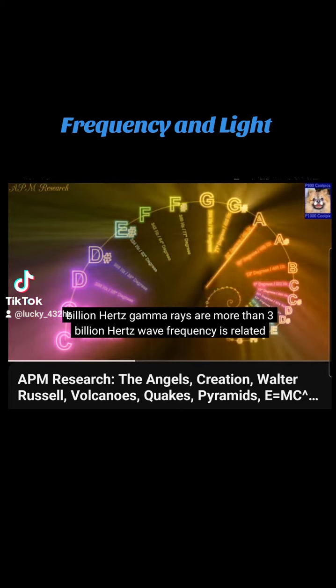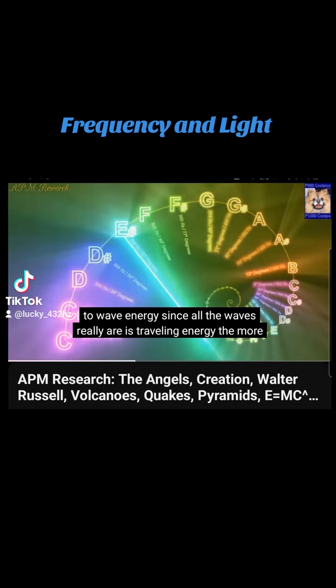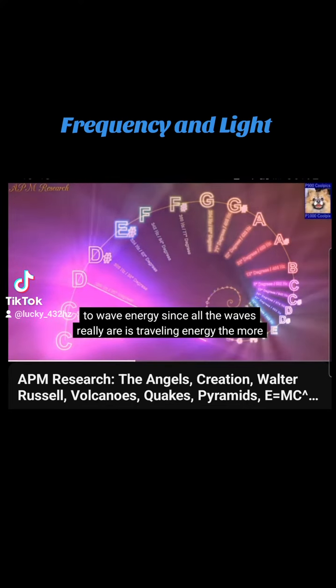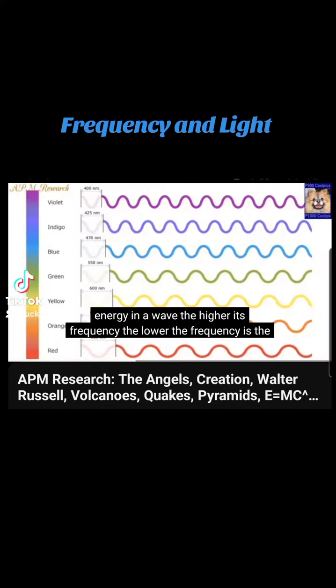Wave frequency is related to wave energy. Since all the waves really are is travelling energy, the more energy in a wave, the higher its frequency. The lower the frequency is, the less energy in the wave. Gamma rays are very high energy and radio waves are very low energy. When it comes to light waves, violet is the highest energy colour and red is the lowest energy colour.